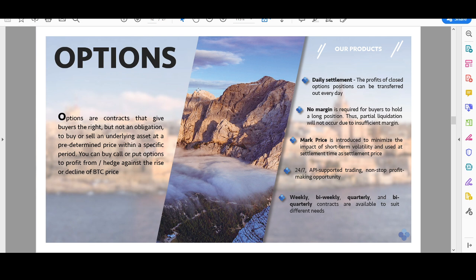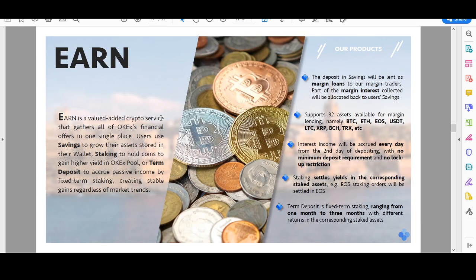Options, I won't talk too much about options. I don't trade options myself, but they have that accessibility as well. So if you want to do options trading, they provide that product and that service.